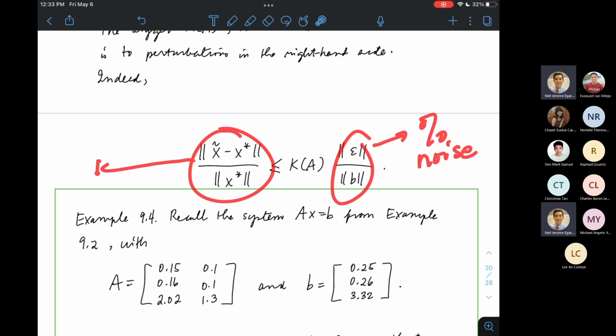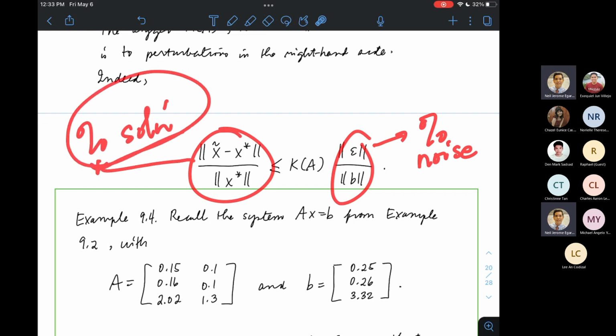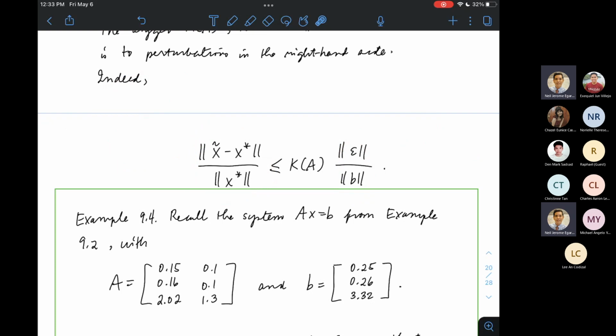Tapos ito naman yung percent change sa solution. So yung percentage change sa solution ay bounded above by kappa, or the condition number, times the relative size of the noise with respect to the right-hand side vector. Okay? So kapag maliit ito, you can afford a big kappa. But if this is large, then you cannot afford a big kappa.